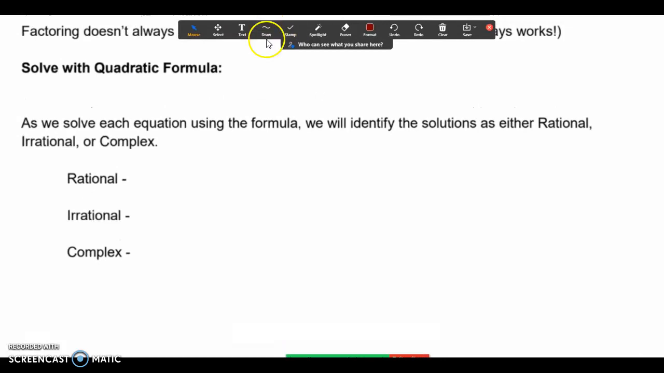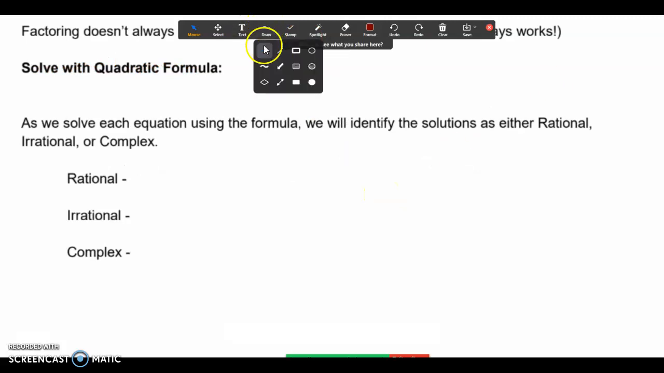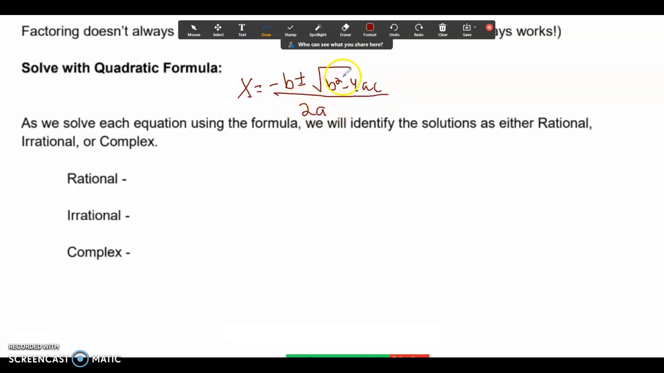So the quadratic formula always works. And it looks like x equals negative b plus or minus the square root of b squared minus 4ac all over 2a. And we get the a, b, and c from standard form. Once we solve this, we can get rational, irrational, or complex numbers.